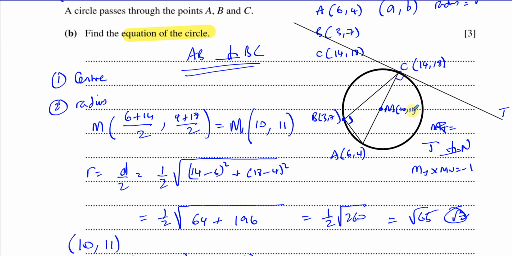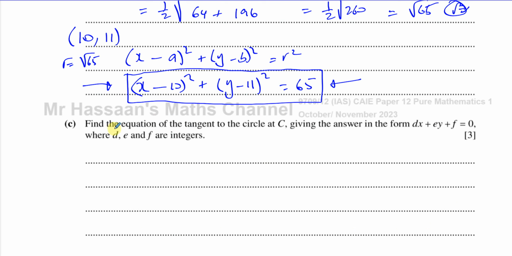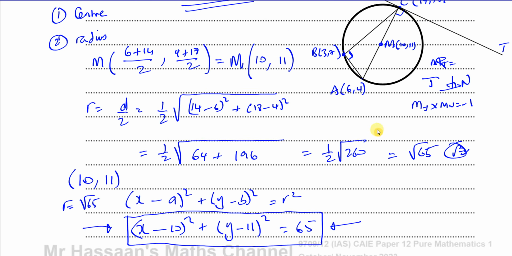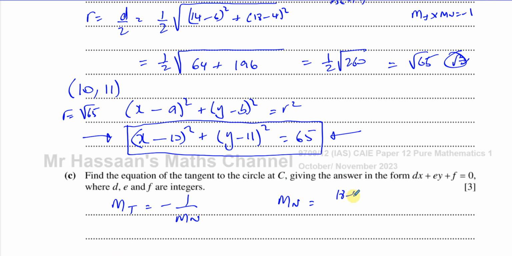So again, as I know A and C, I know the exact values from the question. I'll use A and C as my 2 points. So I know that the gradient of the tangent is equal to the negative reciprocal of the gradient of the normal, and the gradient of the normal is given by 18 minus 4 over 14 minus 6. So the gradient of the normal is going to be 18 minus 4, which is 14, over 14 minus 6, which is 8. So that's going to be, divided by 2, 7 over 4. That's the gradient of the normal.